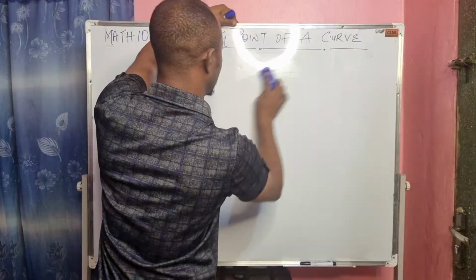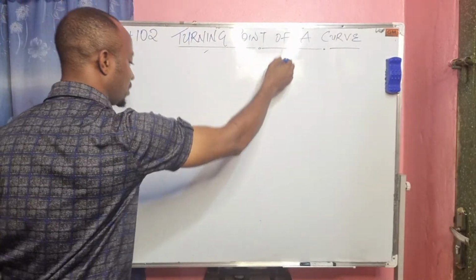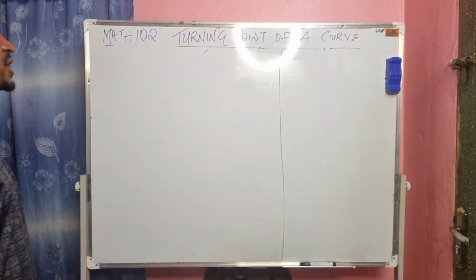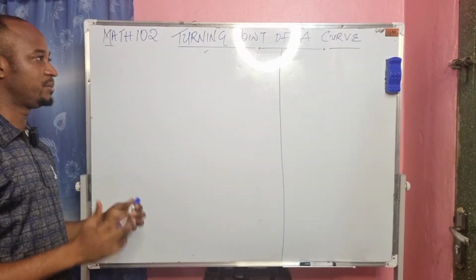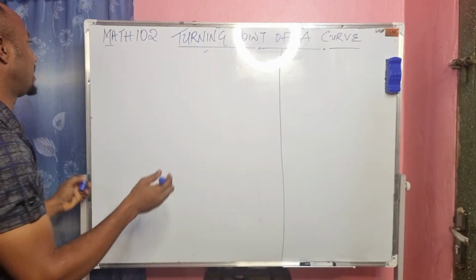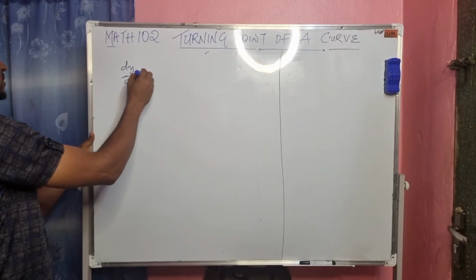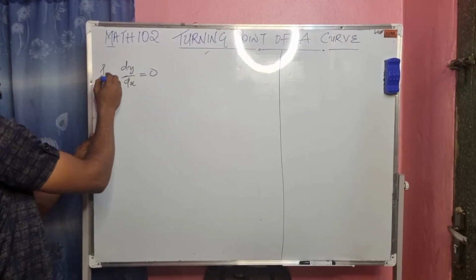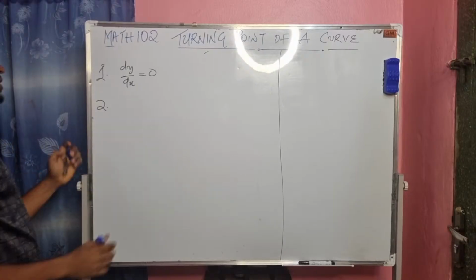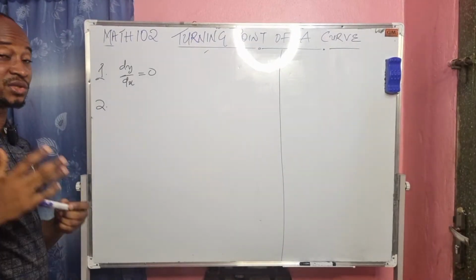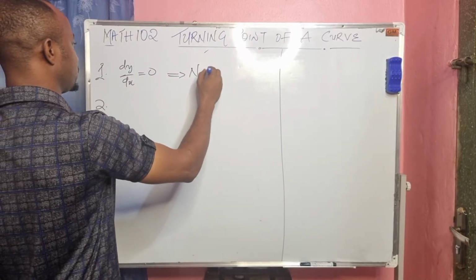Now, I want us to take note that yesterday we talked about two conditions. We mentioned the first condition, called the necessary condition, that at the turning point of every curve, dy/dx must be equal to 0. This is the first condition. Please don't forget. This is called the necessary condition.